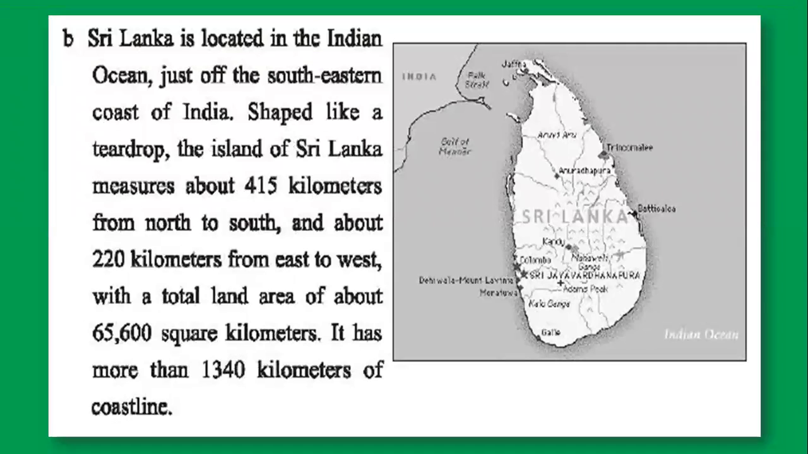Sri Lanka is located in the Indian Ocean, just off the southeastern coast of India, shaped like a teardrop. The island of Sri Lanka measures about 415 kilometers from north to south and about 220 kilometers from east to west. A land area of about 65,600 square kilometers. It has more than 1340 kilometers of coastline.